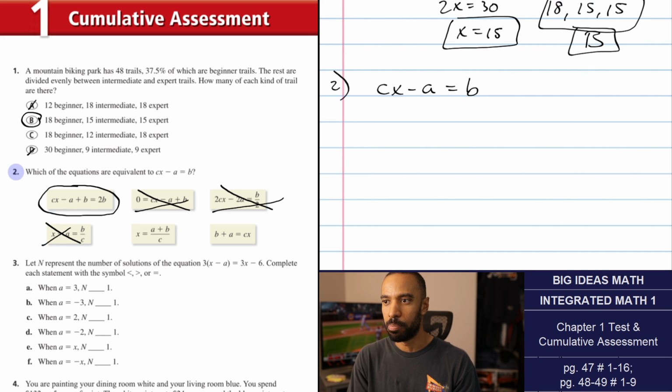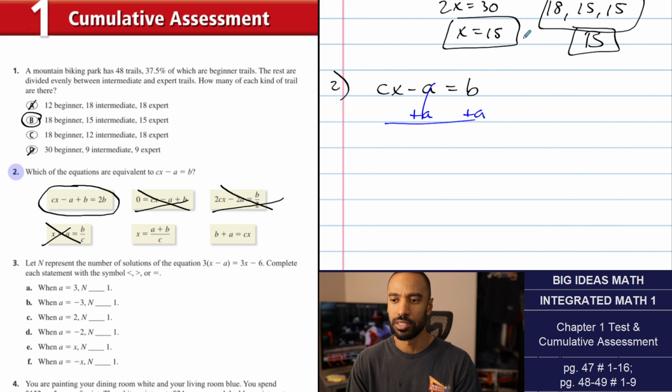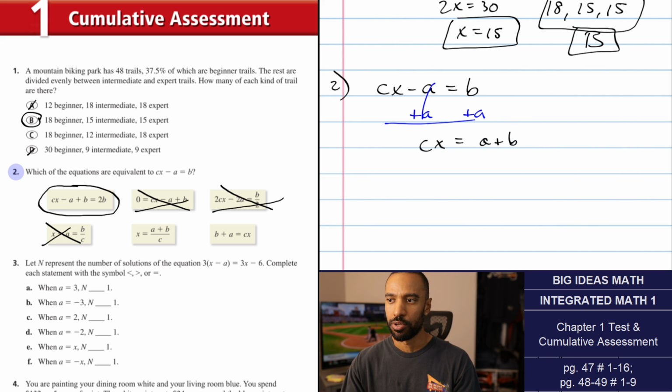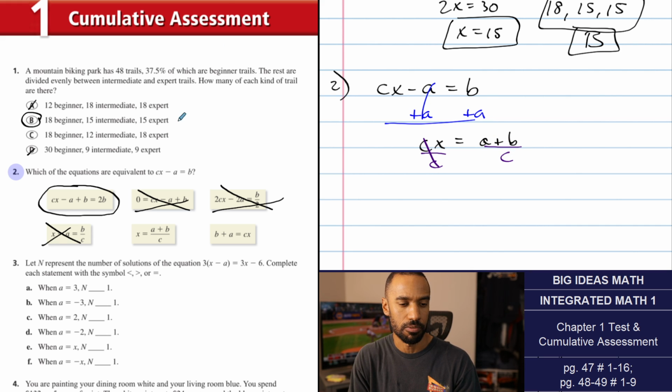X equals A plus B all over C. Well, this one would take more work in terms of solving for X. Let's see what would happen. If we add A to both sides, we get CX equals, and you can write the A first, that's fine, positive A plus B. If we divide both sides by C, X equals A plus B all over C. That actually seems to be another one that works.